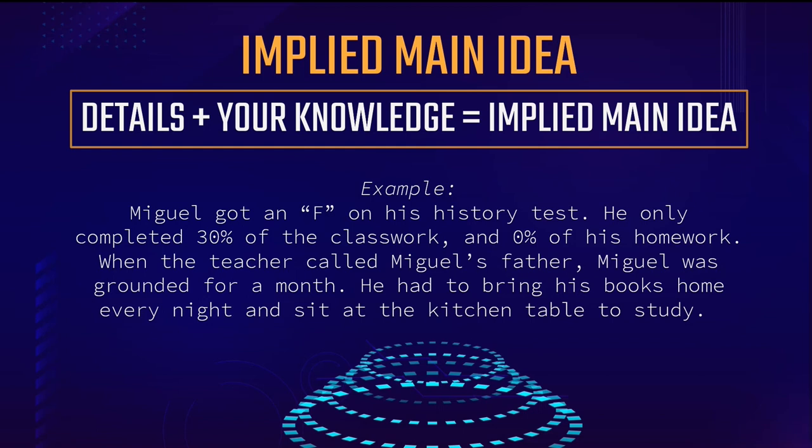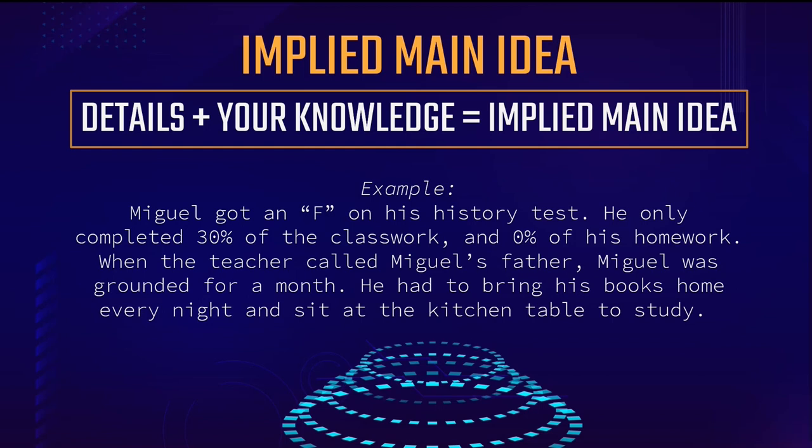The implied main idea is not stated, it is only suggested. There is not a topic sentence, so you need to be a good detective. Pay attention to the details and put them together with your own knowledge to determine the main idea. This is called drawing an inference. You draw an inference to find the implied main idea.